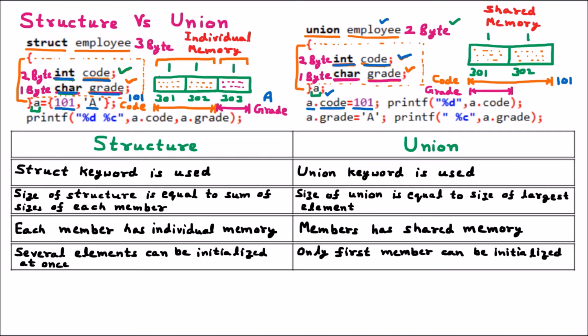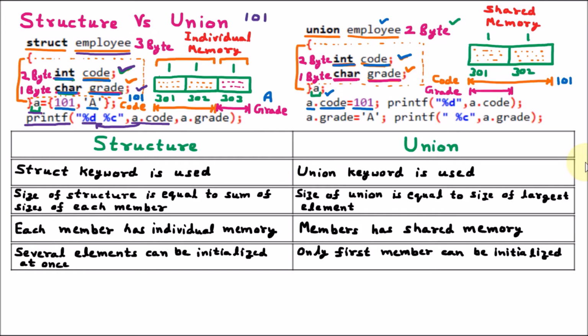Now after that, we are going to display the values of the structure. We are using printf, which means printing on the screen, with %d for the integer. And here a dot code: we know that a is the variable of employee, and the member we are accessing is the first one, which is code. So a dot code means its value, which we know is 101. So the value 101 will be displayed, and the output will be 101.